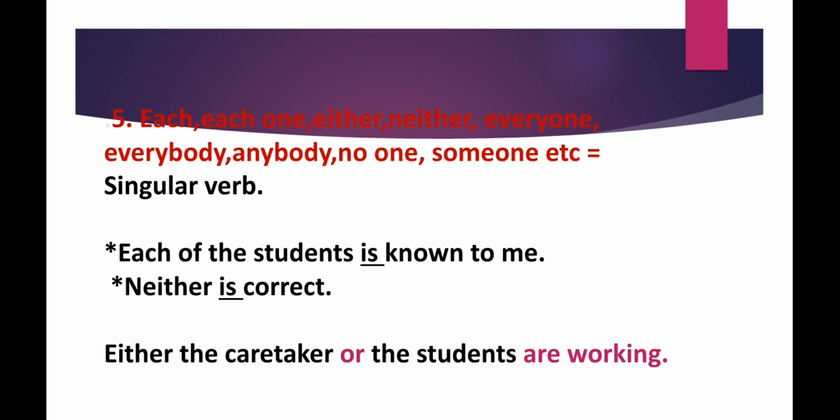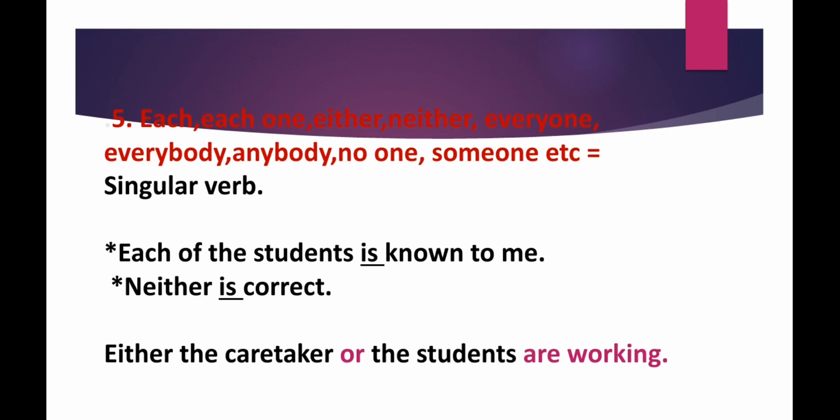Point number 5 says that words such as each, one, either, neither, everyone, everybody, anybody, anyone, nobody, somebody, someone, and no one are singular. Okay, and this kind of words don't need a plural verb. You have to use a singular verb. Example, each of the students is known to me.